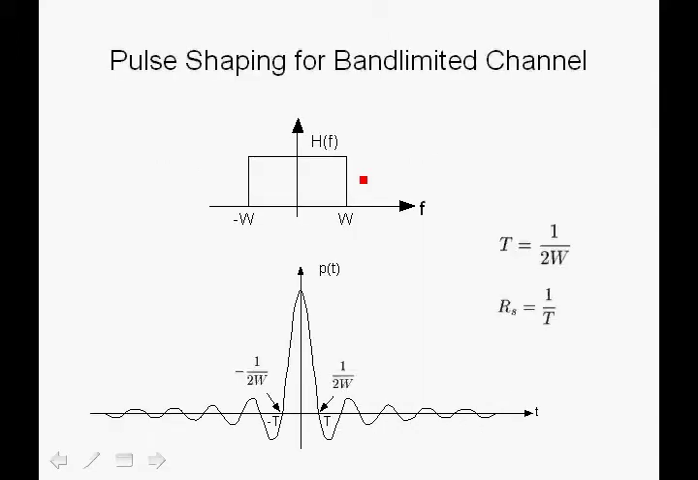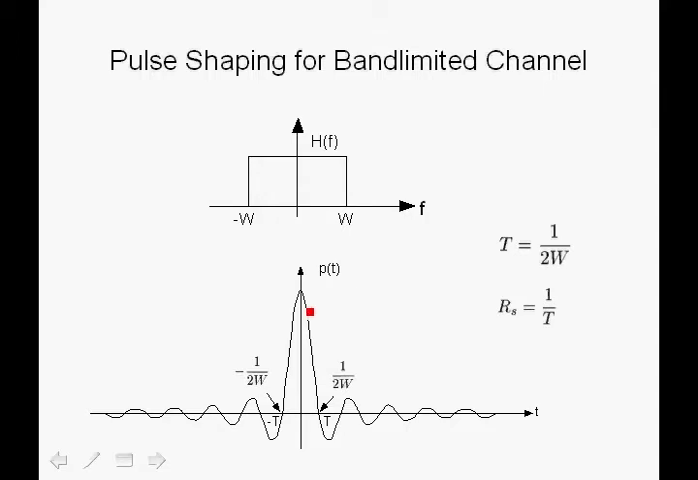Let's examine a pulse shape that meets our requirement that it is band-limited in the frequency domain, and let's see what the trade-offs are. Here we show the channel frequency response. That is where we have to limit the baseband digital communication system so that it's transmitted within a bounded bandwidth W, not to exceed W hertz. If we take the inverse Fourier transform of a rectangular shape in the frequency domain, then we get in the time domain a sinc function. This is the well-known sinc function in the time domain.